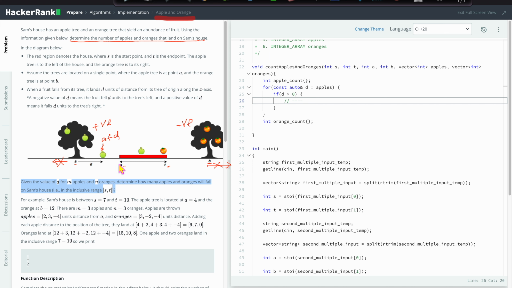That means we have to check if a plus d, the point that we are getting, is greater than or equal to s and a plus d is less than or equal to t, then only we have to increment this apple counter, right? Likewise, in the same way we can do it for orange. I think this is very simple. You can do it. Try it out first, and after that, come back and see the solution.